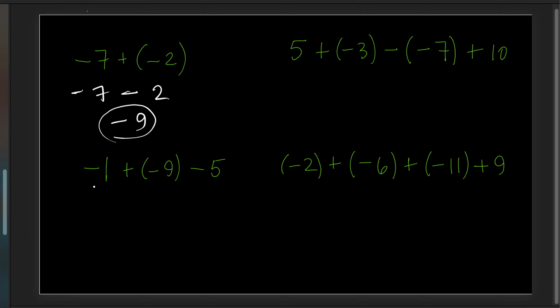Now for this one, negative 1 plus a negative 9 minus 5. Here's a couple signs next to each other. So we'll make this negative 1 minus 9 minus 5, and we'll do this left to right. We're in debt $1. We spend $9 more. That's negative 10. And then the minus 5. Okay? We're in debt $10 and we spend $5 more.